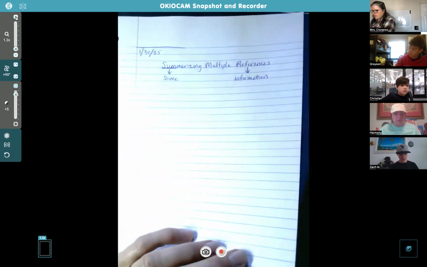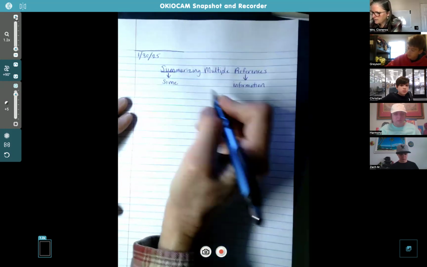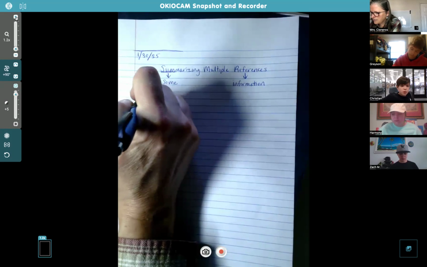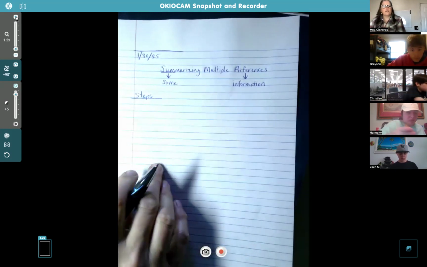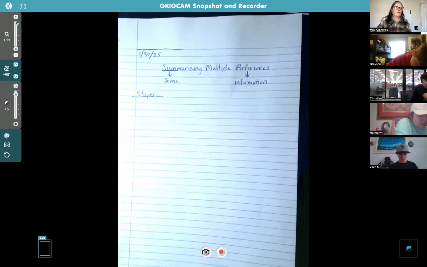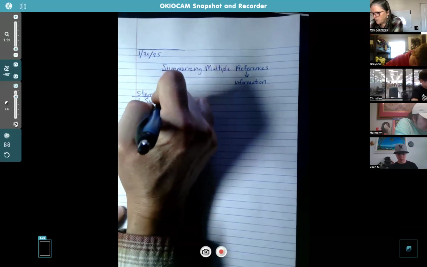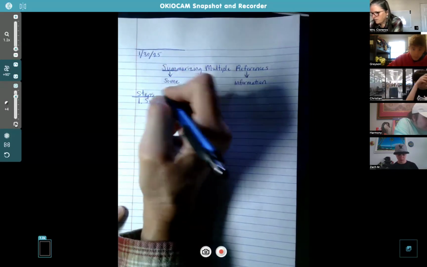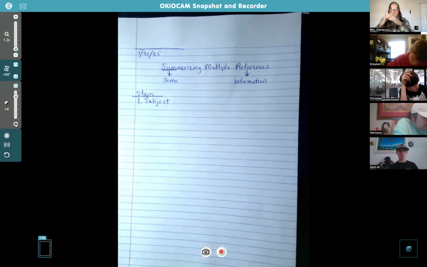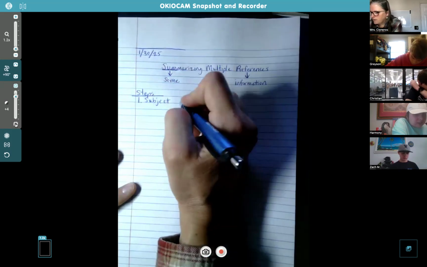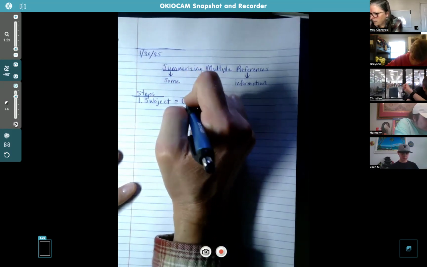Okay, so there are some steps. Go ahead and skip a line here, and we're going to write the word steps. These are the steps in writing a research paper or summarizing multiple references. Number one, you need to know what your subject is. The subject is the main thing you're writing about. For this assignment, it's going to be coconut crabs.